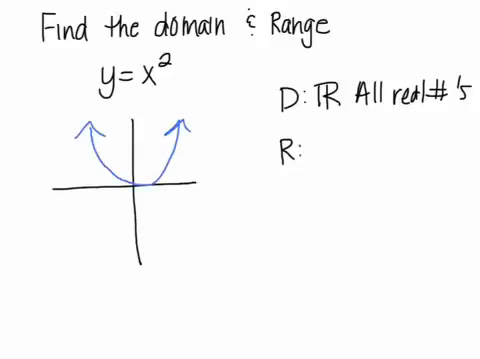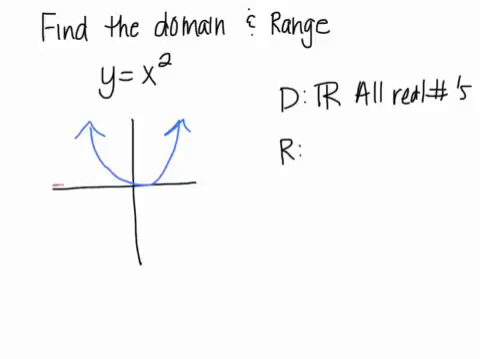Y equals x squared is a quadratic and it looks like a parabola. Well, domain, if I'm trying to find the furthest to the left to the furthest to the right, there is no pinpoint where I can start furthest to the left. It keeps going, going, and going, and same thing on the right. That's why it's all real numbers.